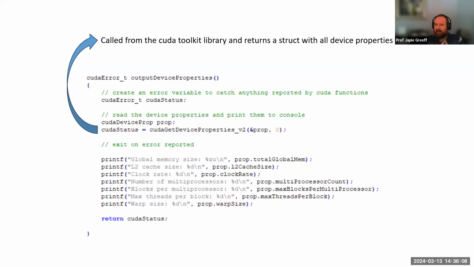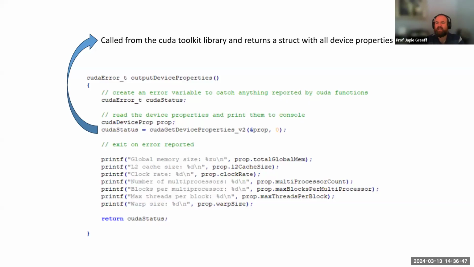So we pass that in as a reference. And we're looking at device 0. In this instance, we've only got one device, so it is indexed as device 0. And then from those properties that I read, I'm going to pull out the global memory size, the size of the L2 cache, the clock rate that the GPU is running on, the number of streaming multiprocessors on this GPU, the number of blocks that can be run on each streaming multiprocessor, the maximum number of threads that can be run per block, and then the warp size for this specific processor.